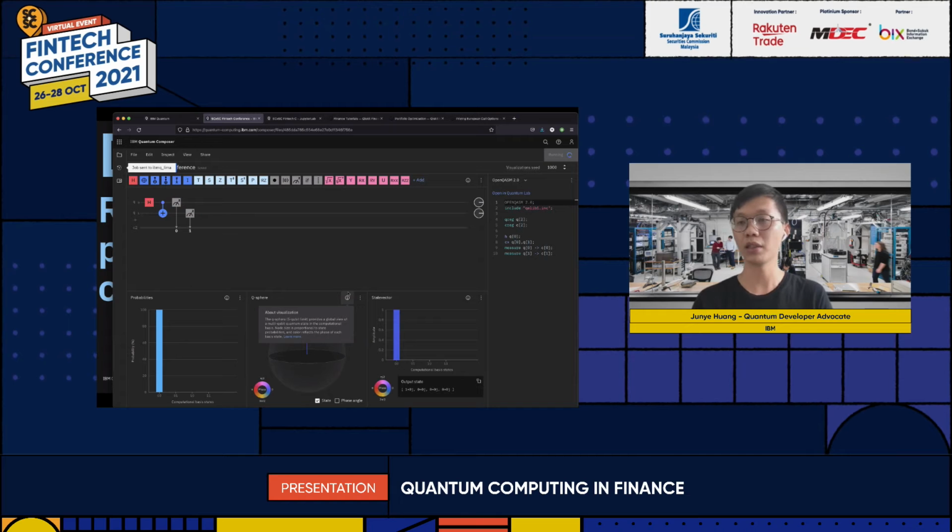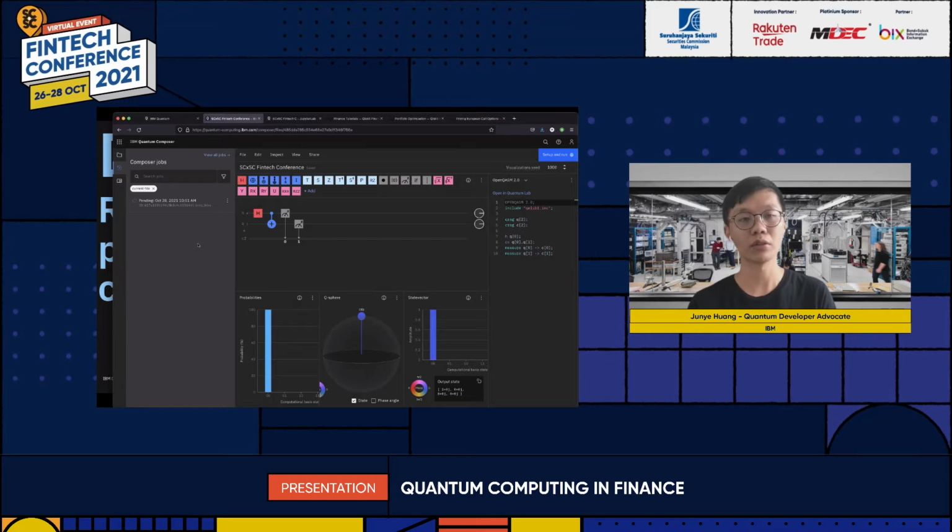In a few minutes, depending on the queue, it is sent to the quantum computer and might return the result in just 1-2 minutes. So this is an extremely simple way of constructing a circuit.